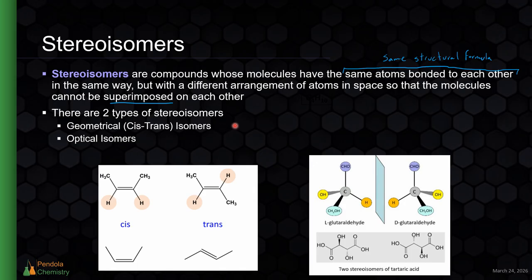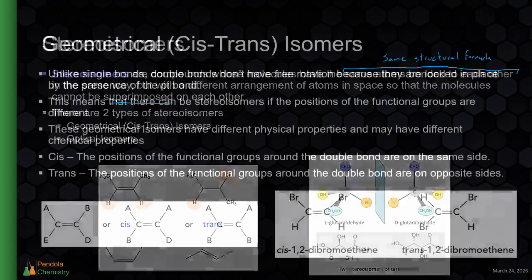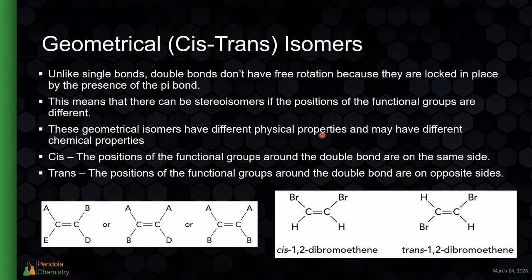So again, these are isomers that have the exact same structural formula, the exact same chemical formula, but are still different compounds because when viewed three-dimensionally, they're not superimposable. They cannot overlap with each other, even though everything is connected to the same thing. So let's start with the first type of stereoisomer, geometrical isomers, or otherwise known as cis-trans isomers.